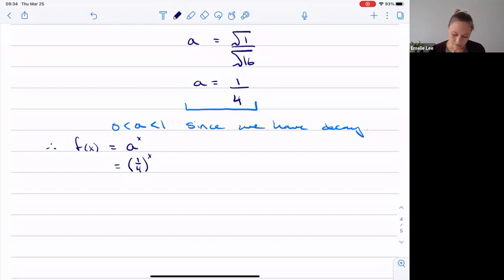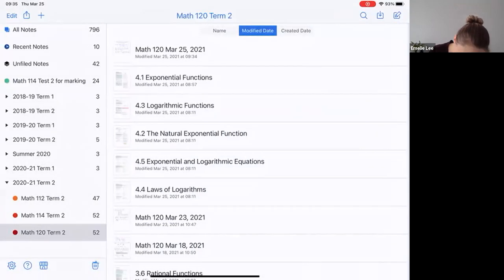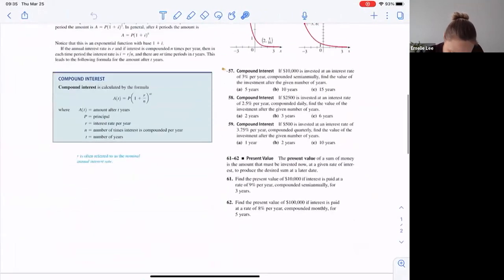Okay. So in general, exponential functions have the form a to the power of x. We're going to talk about the natural exponential function, which uses e as the base. Let me see. Oh, I did have, let me see here. This is important.